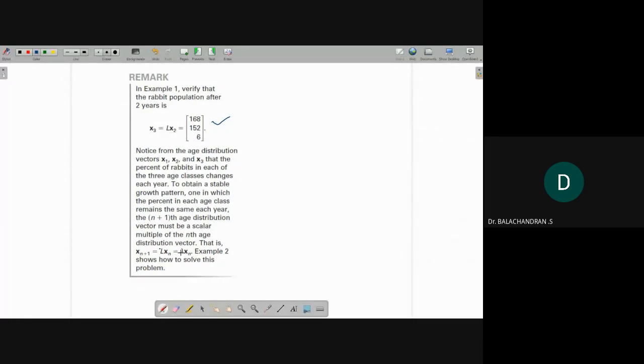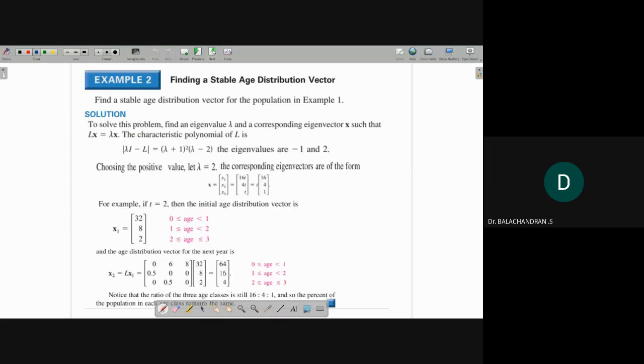Now you know the matrix eigenvalues and eigenvectors concept. Instead of L, assume A into x is equal to lambda into x. So now I am going to use the idea of eigenvalues and eigenvectors to find the stable age distribution vector.